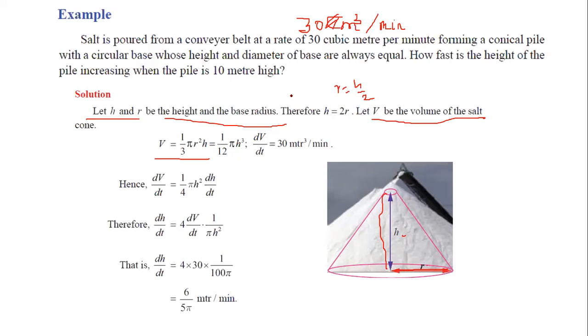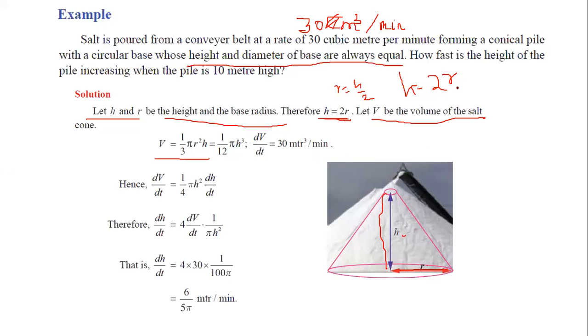Because here it is given that height and the diameter of the base are always equal, that is why we are taking h equal to 2r. See, radius is r, diameter is 2r. Diameter is 2r. So height and diameter are equal, meaning height equal to 2r.